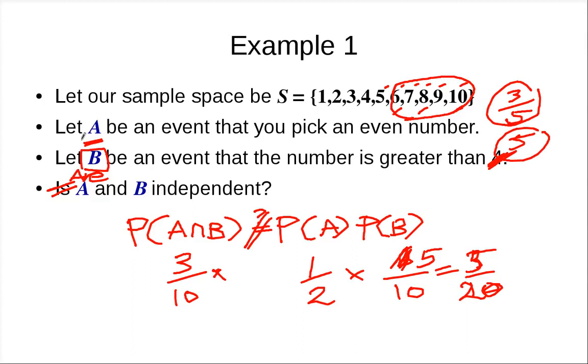Okay. Let me remind you again that dependent here doesn't have to mean that B causes A, right? There's no causal relationship here. It's just that if you know that B appears, then maybe A is more likely to appear. Okay.